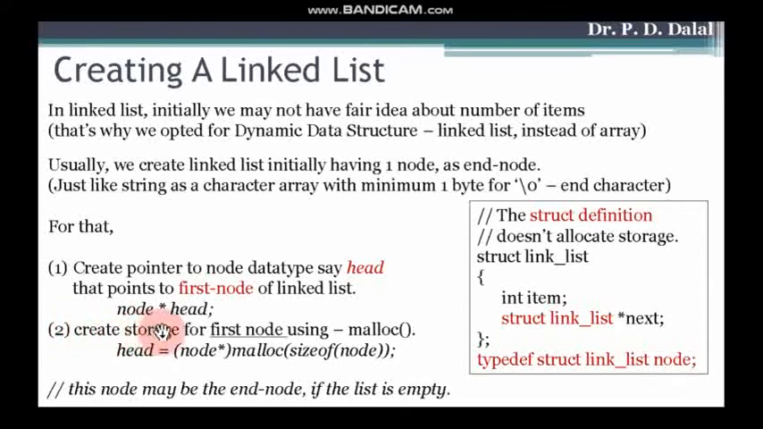In the second statement, we will create storage for that node. Head is equal to node pointer malloc size of node. So this will allocate the total memory required by one node, that is this one structure variable, because node is nothing but struct linked list. So it will allocate memory for this, assuming 2 bytes for the item and 2 bytes for a pointer. So a total of 4 bytes will be allocated and a pointer will be returned and it will be stored in head.